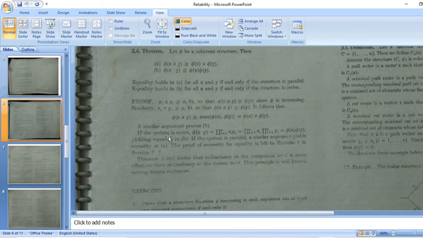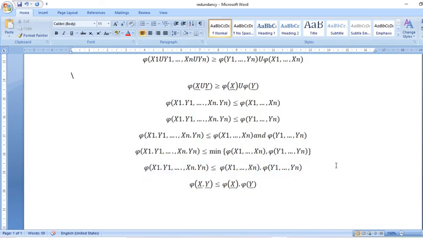If the system is series, phi of x dot y equals the product; the first step is given here. The case of parallel, you have to discuss. This special case can be discussed by any one of you, no problem. I think you got the idea of this result: keeping the components in series will reduce the performance of the system compared with keeping the system with those components in parallel.